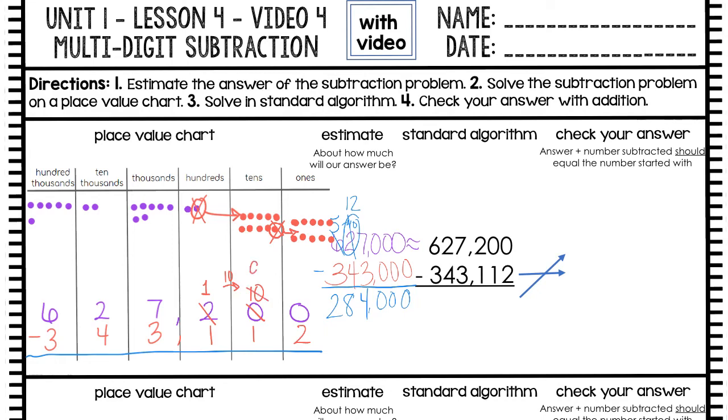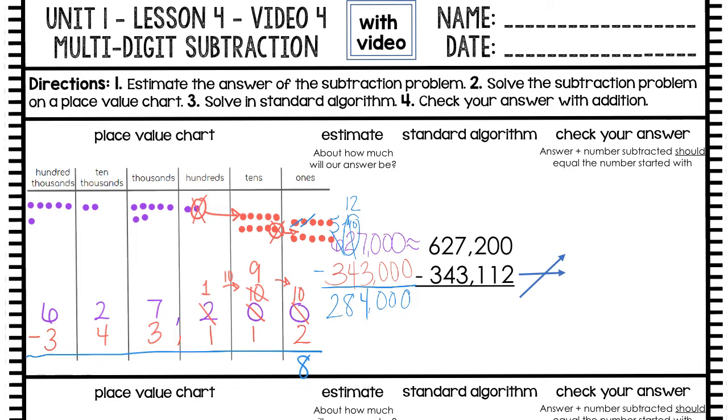But I had to regroup again. Now I only have 9 in my tens place, and I regrouped 10 ones here. Now I can subtract 10 minus 2. Well, I'm going to cross out 2. 1, 2. And I have 5, 6, 7, 8 left. So 10 minus 2 is 8 ones.